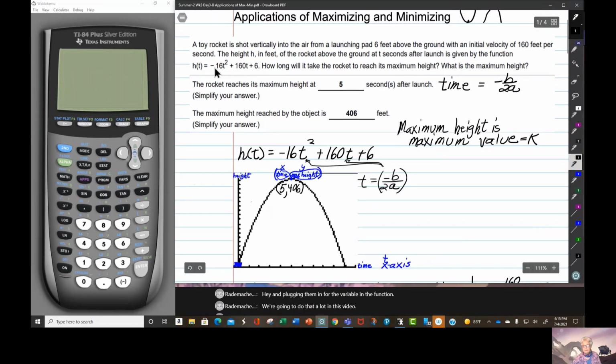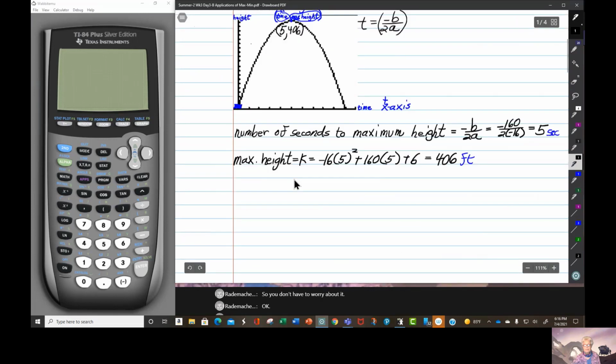Another important thing, notice that this is a cupped down parabola. So the maximum or minimum value you find for this cupped down parabola is automatically a maximum height. So you don't have to worry about it. Okay, let's move on.